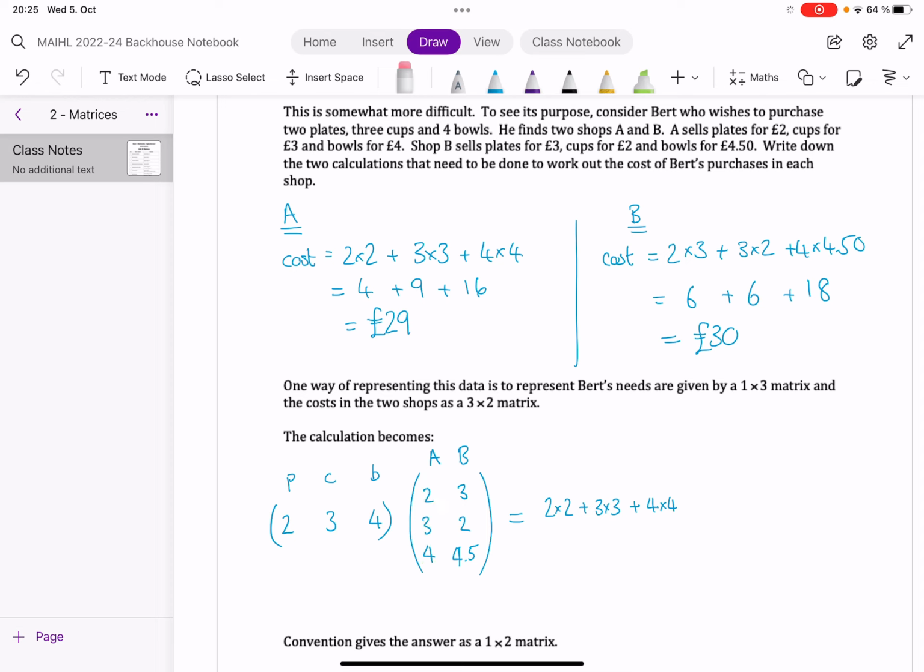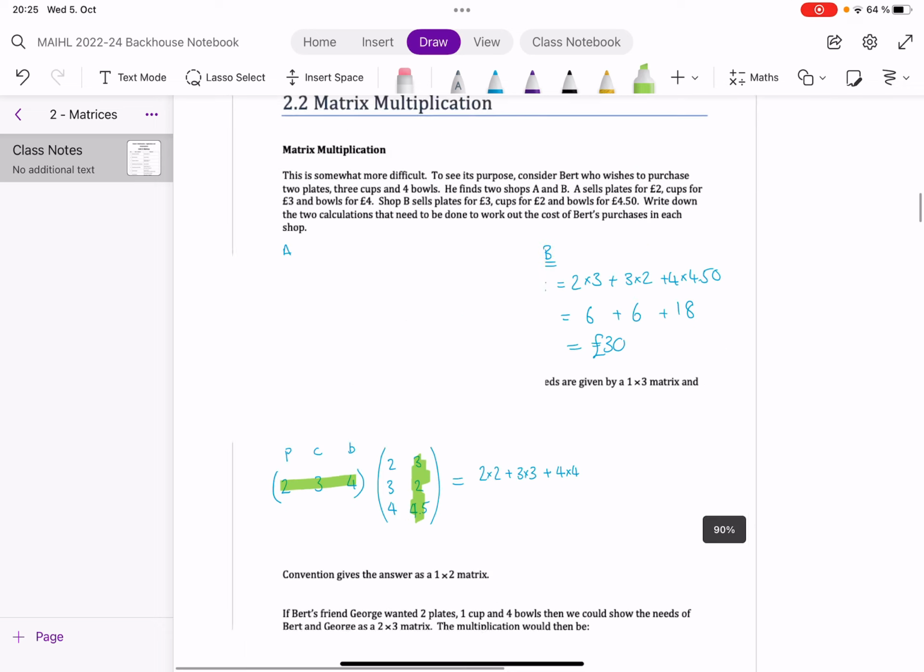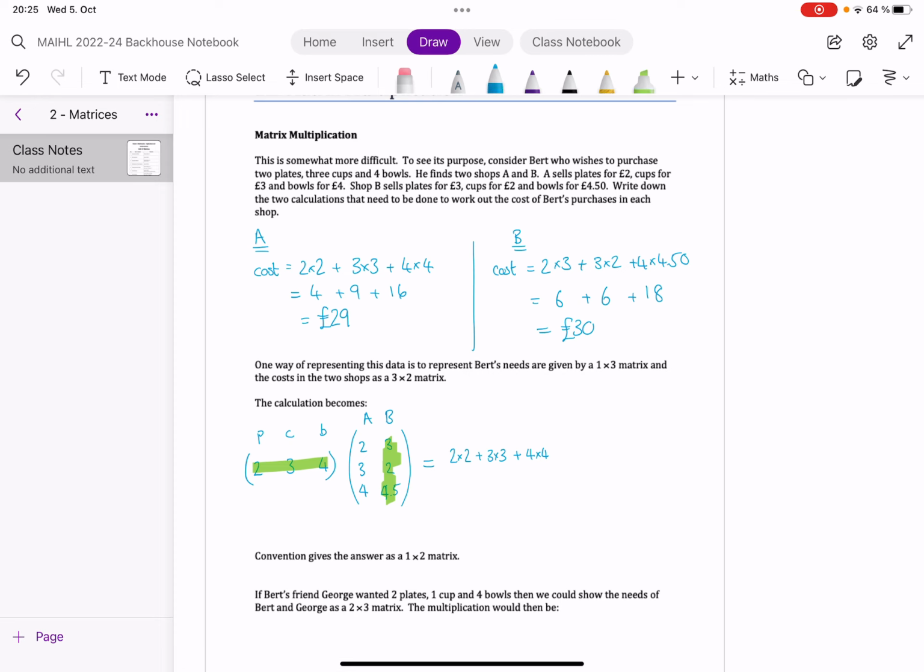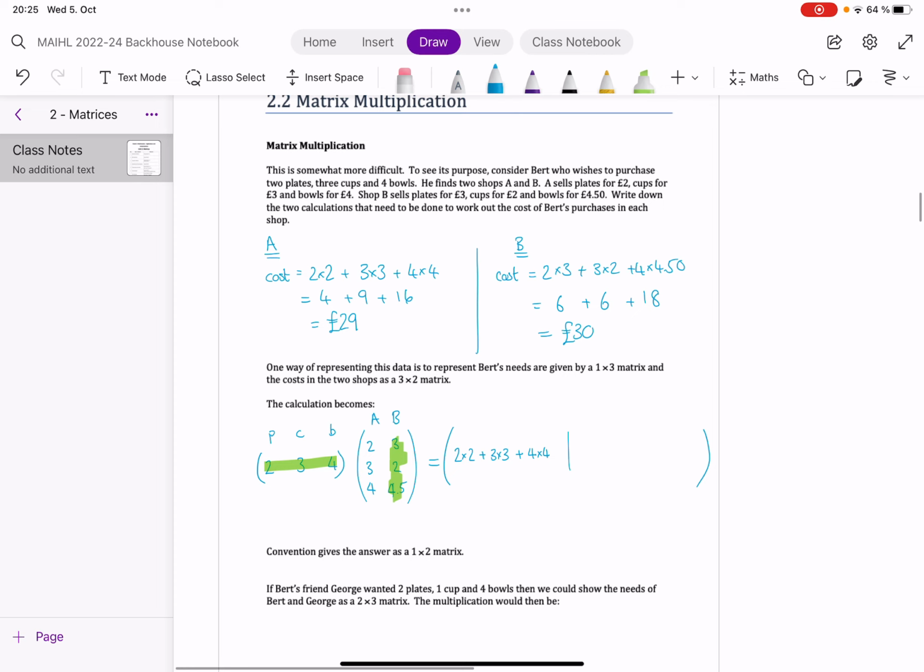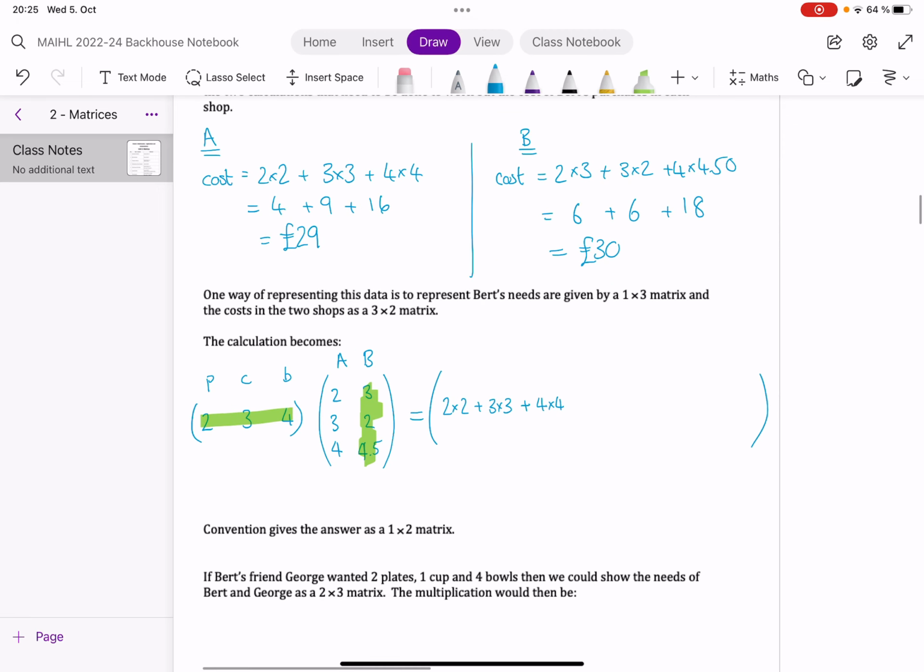Okay, we're going to move on and we're going to do the first row again with the second column. So the result of the first row and the first column went in the first row, first column position of our answer matrix. This is the first row, second column. So it's going to go in the first row of our answer. The second column is going to go in here. Okay, so we'll do the same thing. First elements are 2 by 3, plus the middle elements 3 by 2, and then the final elements 4 by 4.5.